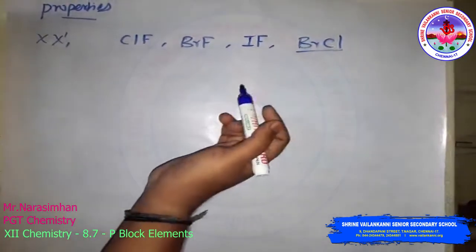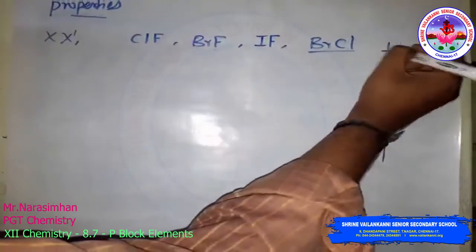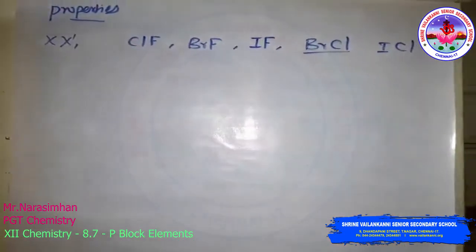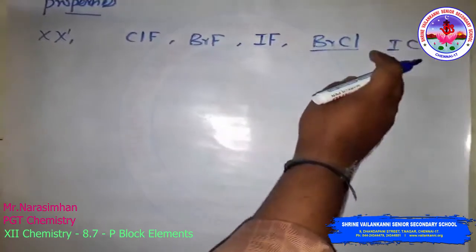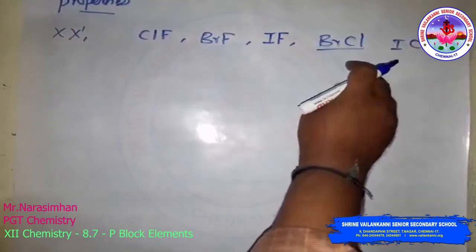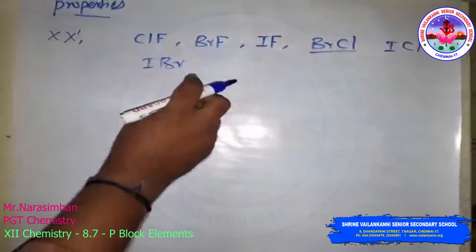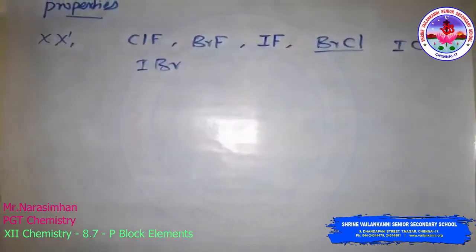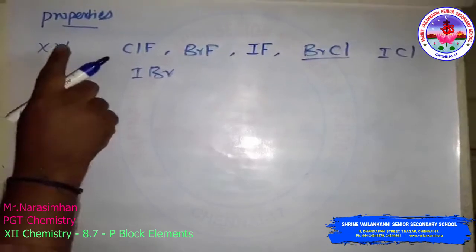Then ICl is a ruby red solid in the alpha form, and a brown red solid in the beta form. IBr is a black, blackened solid. So these are the physical properties of this type of compound, XX'.